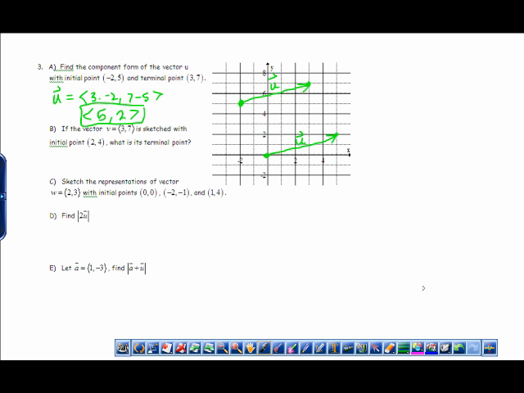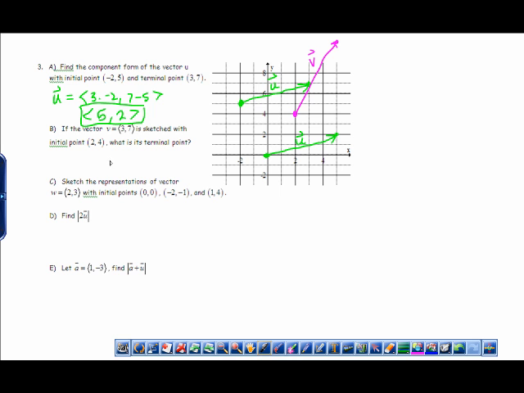Vector v, 3, 7. Okay, so it's sketched with an initial point of 2, 4. Okay, what is its terminal point? Now 3, 7 tells me it's going to go to the right 3, it's going to go up 7. Now I'm off the grid at this point, but that is my vector v. Now you can either add 3 and add 7 to this. That would probably be the easiest thing. You could actually use the formula, but let's go for easy.